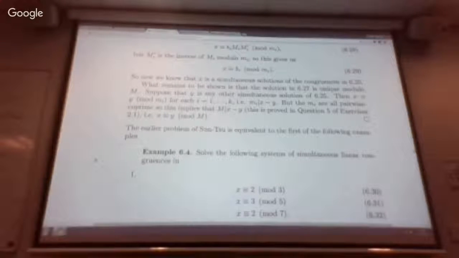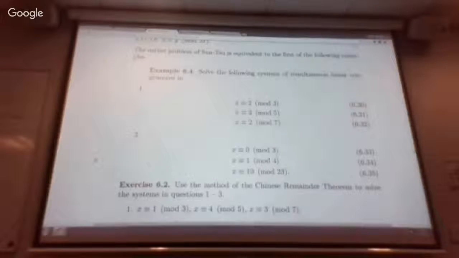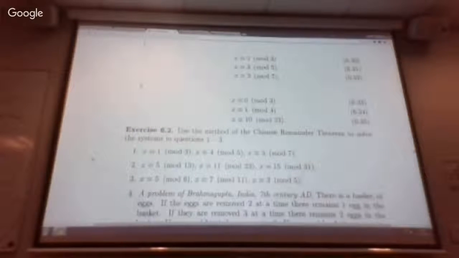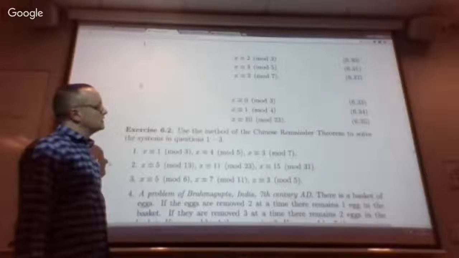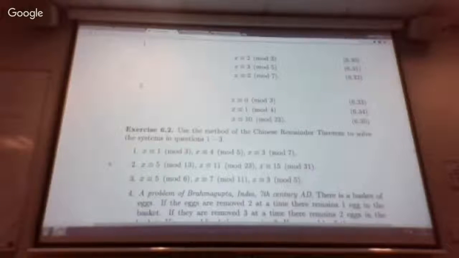Now we did an example or two of this in the tutorials. Would you like me to do one more example before we progress on from it? Okay, so let's see what we can do. Why not choose this one here, part 2. We haven't done that yet. So example 6.4, part 2.